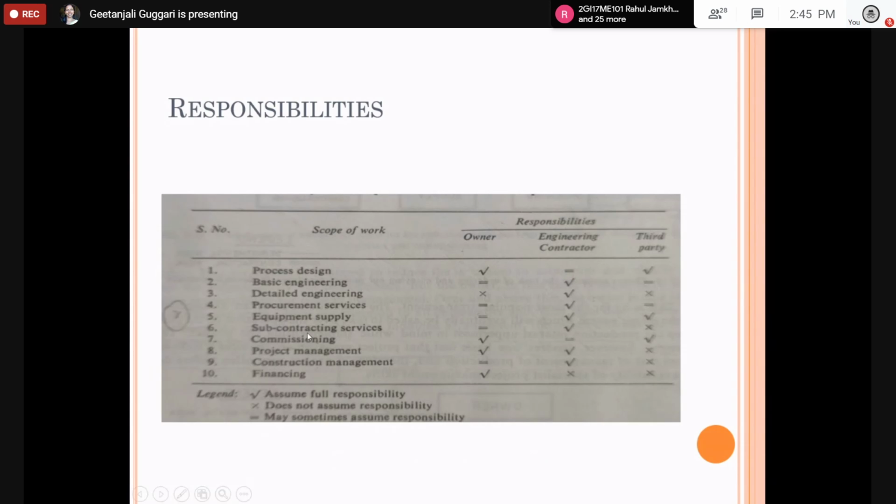Are you able to see? I have taken a screenshot of the textbook itself. You are able to read, no? Yes, ma'am. Yeah, okay. Have you understood?